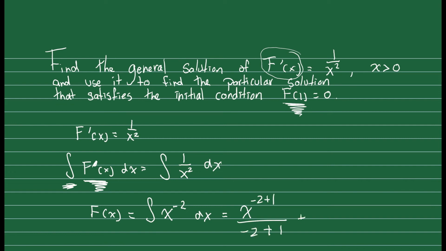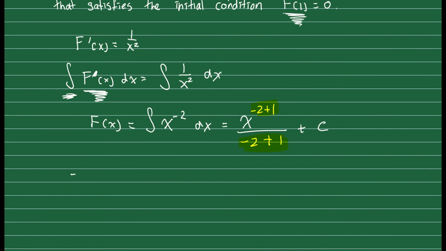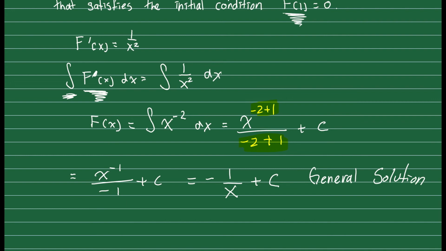All right, this step might seem really simple, but I recommend the first few times just go ahead and keep writing it. Eventually you'll get really good at it, and then you can skip it, but for now just practice it. All right, this is equal to x to the negative 1 over negative 1 plus c, which is equal to negative 1 over x plus c. All right, what is this? This is our general solution. Why general? Because this graph can be anywhere.